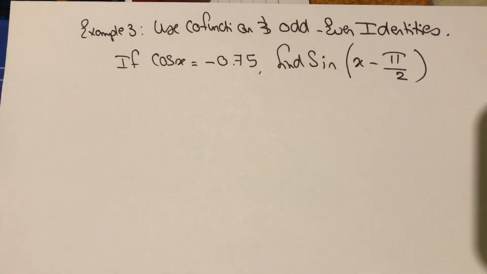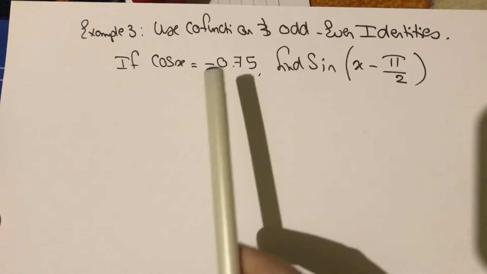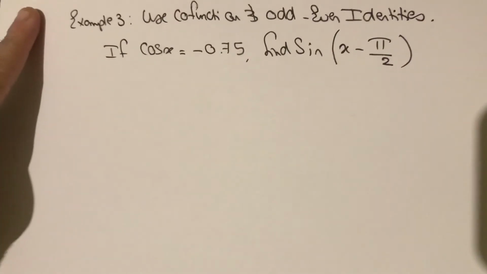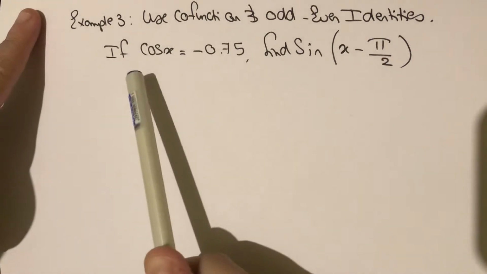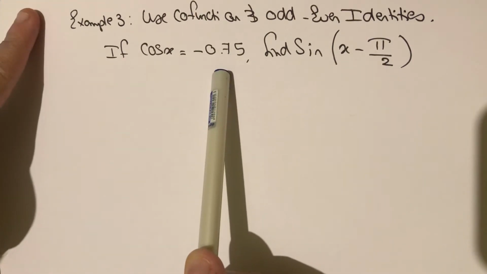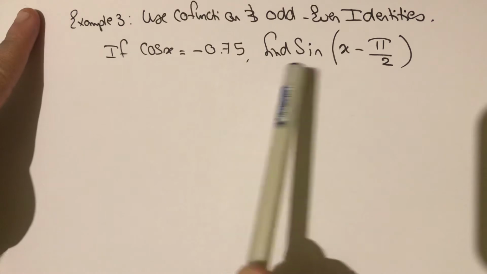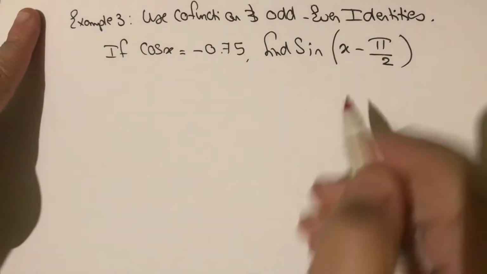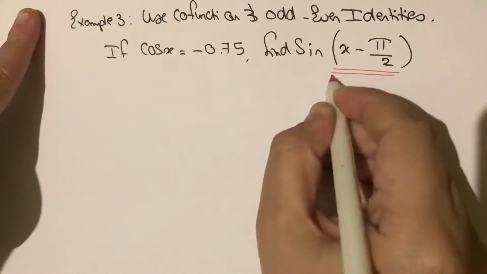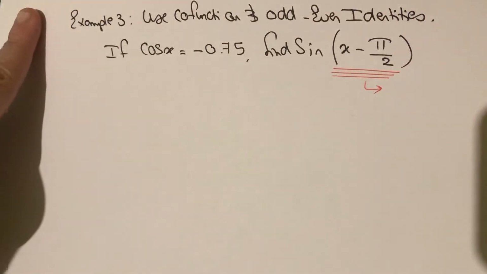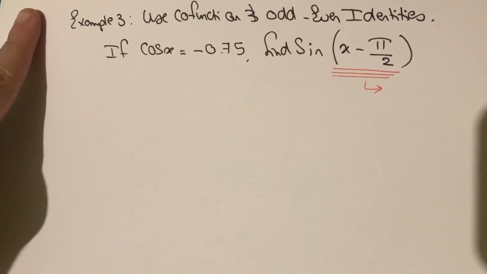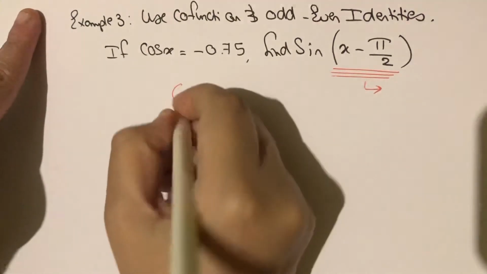Okay, this question says I'm going to use co-function identities and odd and even identities, okay? The question has given me that cosine x is equal to negative 0.75, and they want me to find sine of x minus pi over 2. I'm observing there is a difference from the co-function identity that I know, is that here x and pi over 2 have switched places. Okay, let me just treat it as if it's the normal co-function identity.